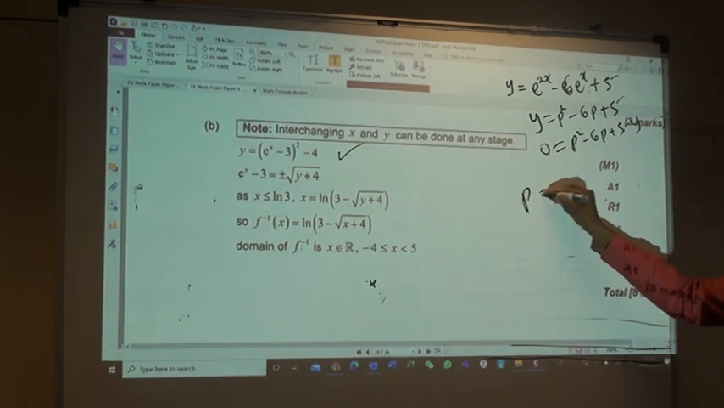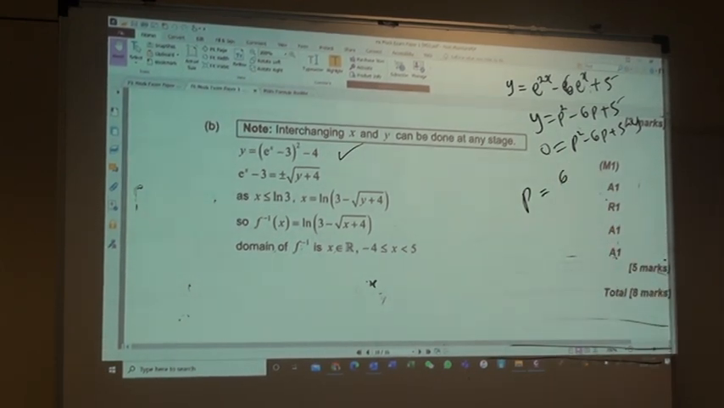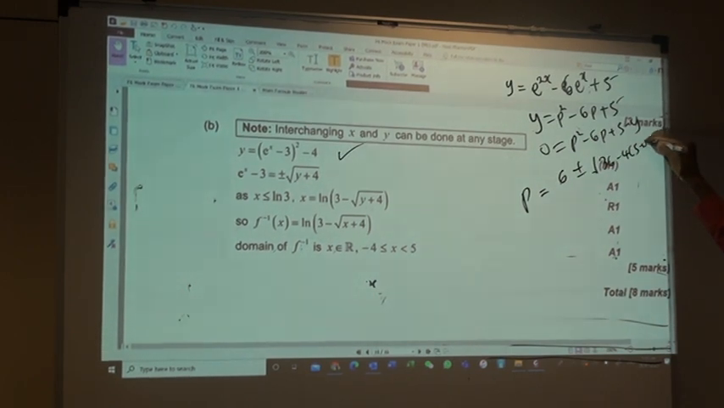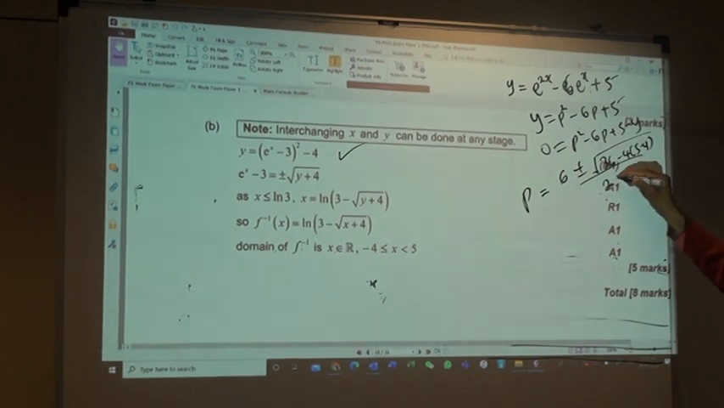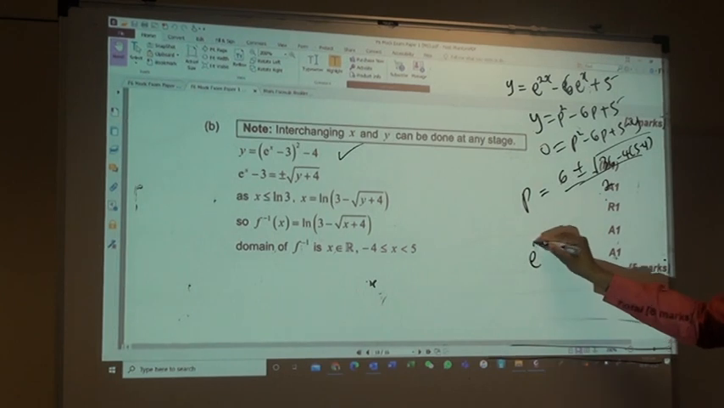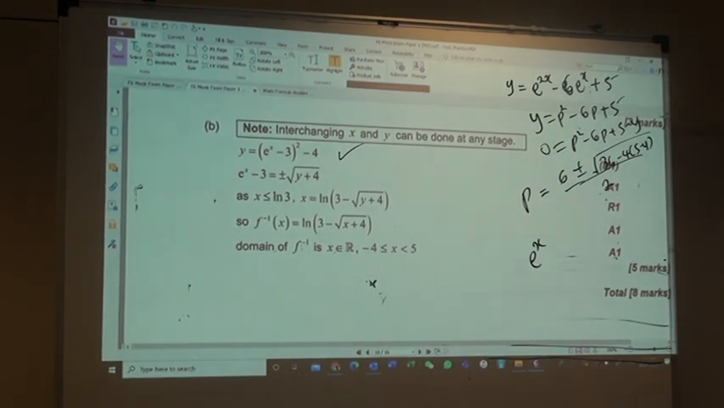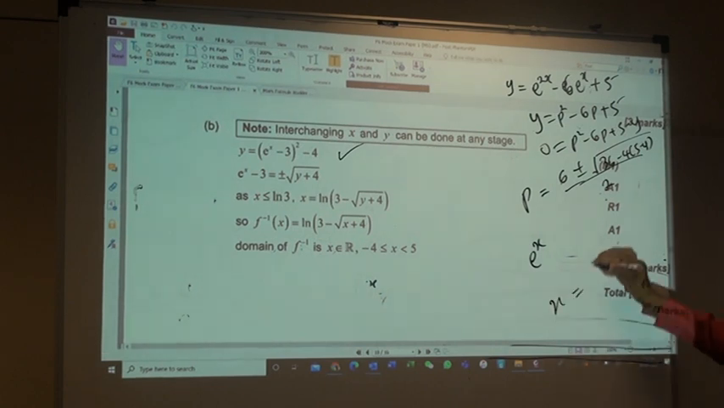It means my p equals minus b, which will be plus 6, plus or minus the root of b squared, which will be 36, minus 4ac, which will be 4 times (5 minus y), everything all over 2a, which is just 2. But your p is e^x. Can you see that? Which means my x will end up being the natural log of this, which is too complicated.